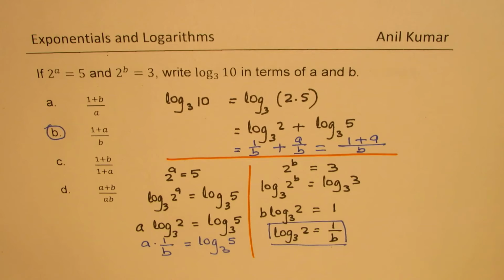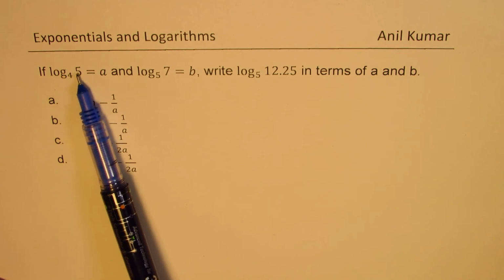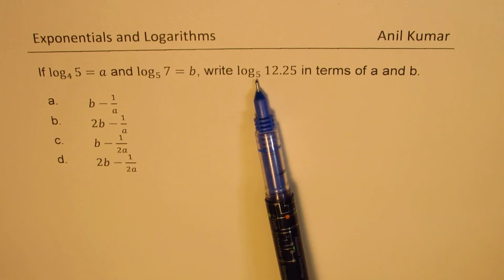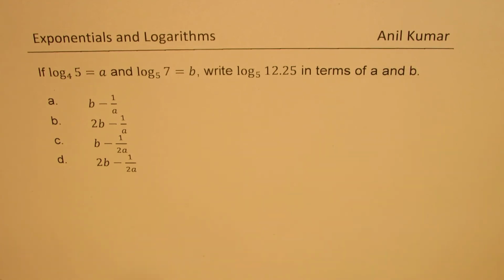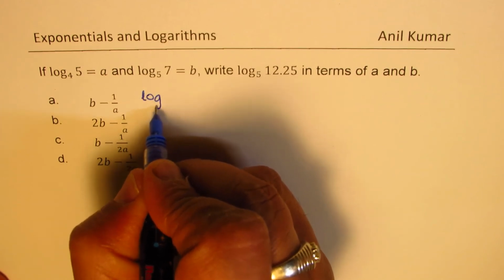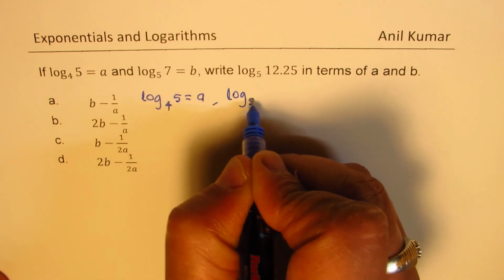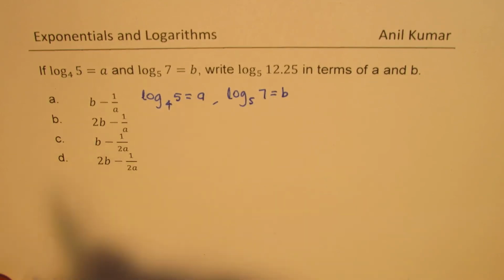Now let's take one more, which is a similar question. I'd like you to actually pause and solve this particular question. It says, log to the base 4 of 5 is a and log to the base 5 of 7 is b. We need to find the value of log to the base 5 of 12.25 in terms of a and b. Right? Okay, so what we are given here is log to the base 4 of 5 equals a. We are given log to the base 5 of 7 is b, right?